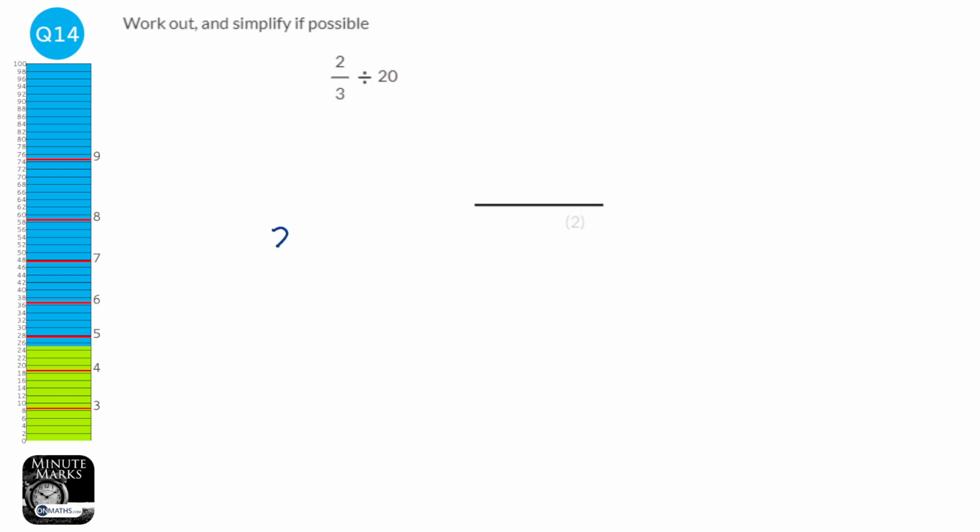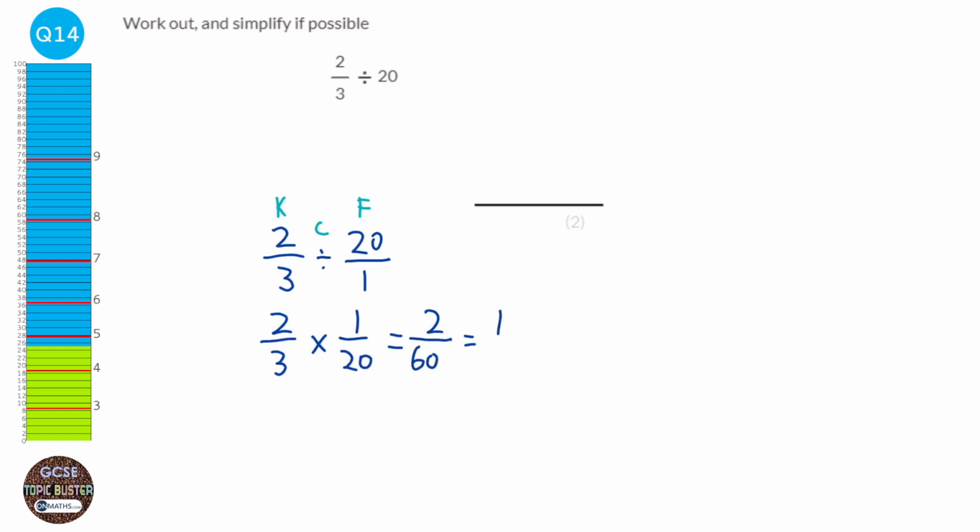We can rewrite this question as 2 over 3 divided by 20 over 1. So whenever you have an integer, it's just the same as that integer over 1. Now the rule is that we're going to keep, flip, and change. So we're going to keep the first fraction as 2/3, change the divide to a times, and flip the second fraction. Then we multiply the tops and multiply the bottoms. We can actually halve top and bottom here, and it does ask us to simplify it if possible. So our answer is 1 over 30.